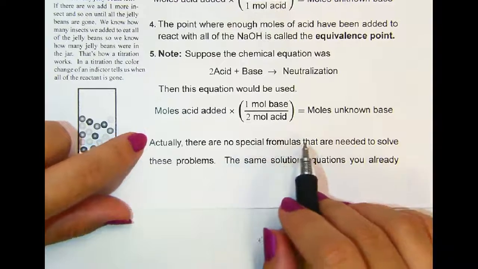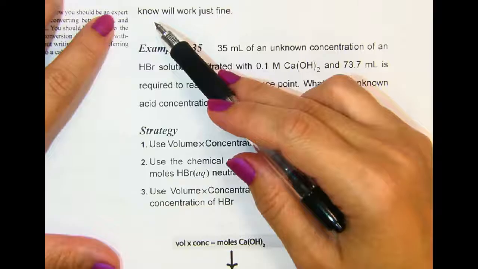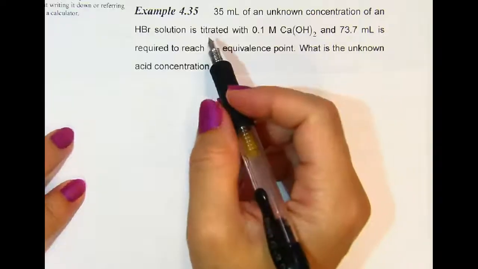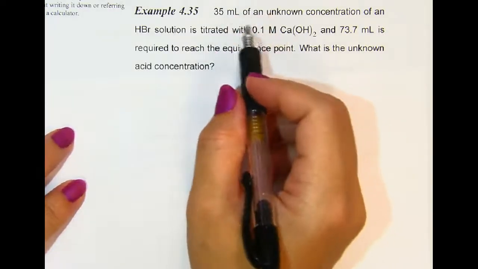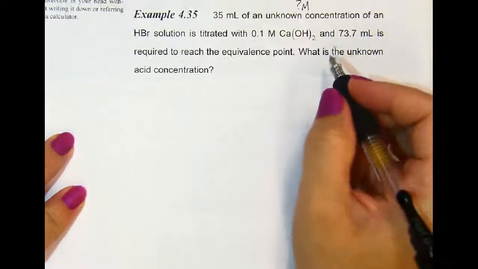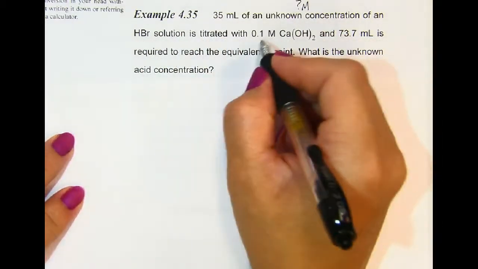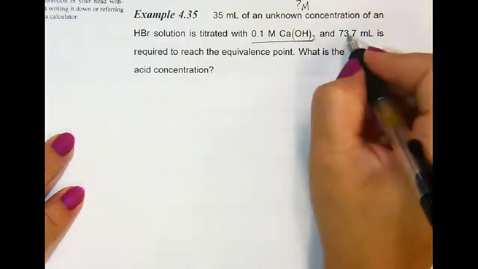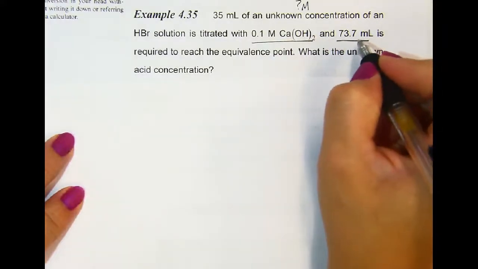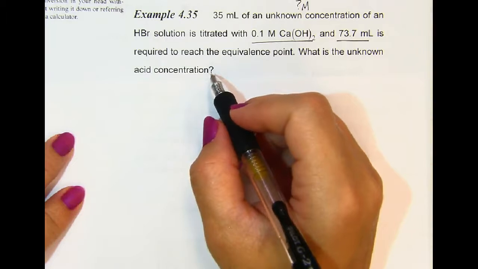Actually, there are no special formulas that are needed to solve these problems. The same solution equations you already know will work just fine. Example 4.35. You have 35 milliliters of unknown concentration, so that is unknown molarity, of a hydrobromic acid solution, and it's titrated with a 0.1 molar calcium hydroxide solution in which you have this volume. In order to reach the equivalence point, what is the unknown acid concentration?